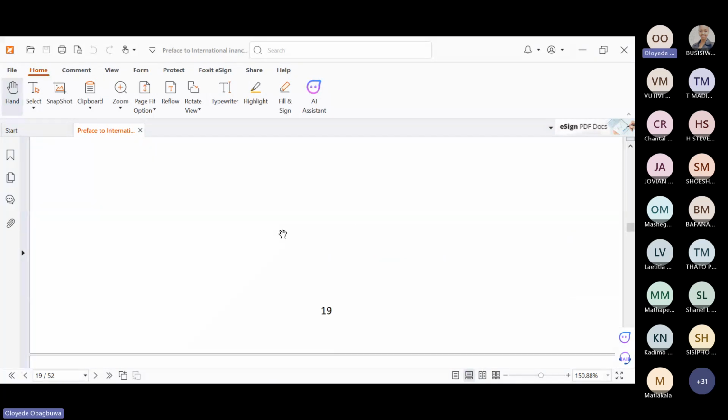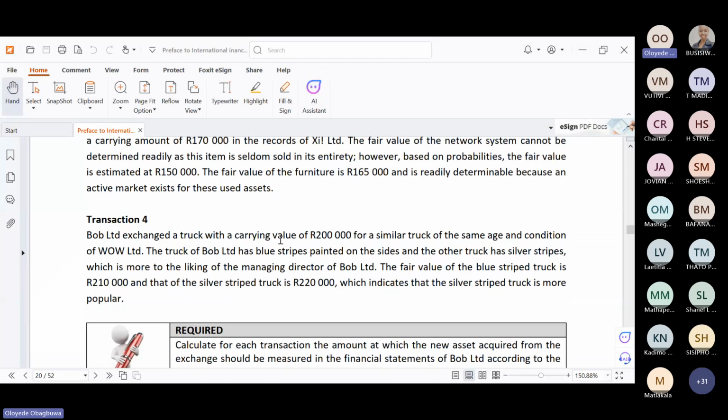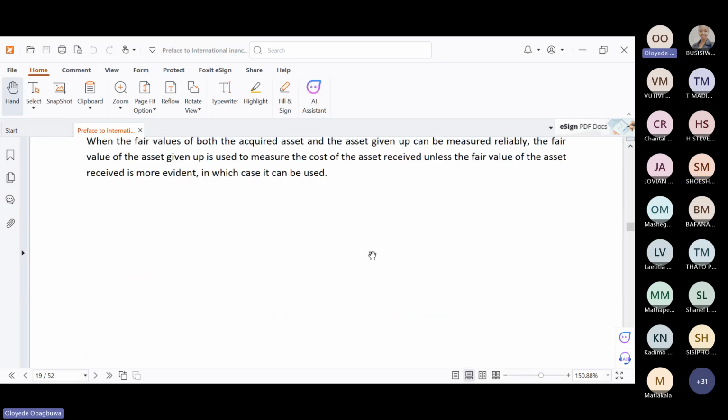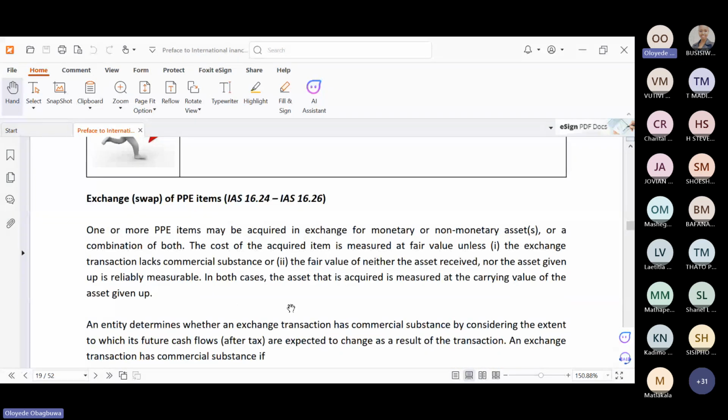You understand me? Because the question is saying it has the same age and the same condition. If the truck you are giving out and the one you are collecting have the same age and the same condition, definitely I don't think it's going to give you any additional benefit, no additional future benefit. You agree? So it satisfies the condition of lacking commercial substance, and when it lacks commercial substance, you have to measure at the carrying value of the given asset. Are you getting it now?